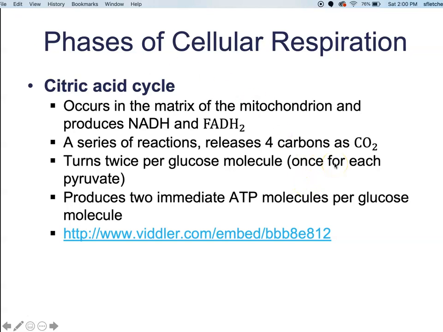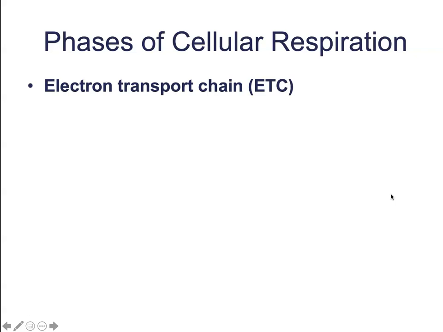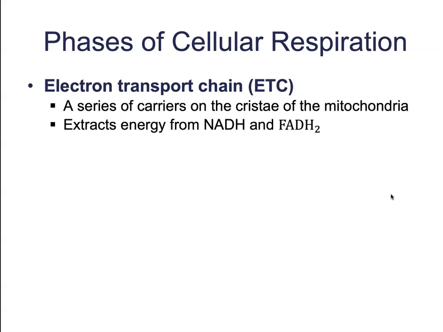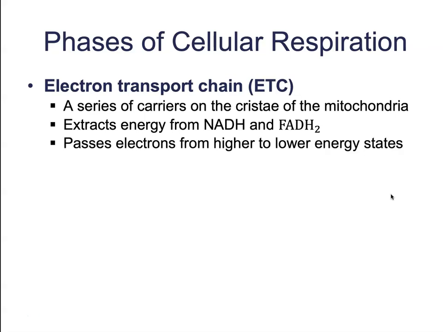So the electron transport chain is next. At the electron transport chain, this is going to be a series of carriers on the cristae of the mitochondria, as we talked about in our previous chapter. This is where we're going to extract the energy from NADH and the FADH2. And the way we extract energy is by pulling off those hydrogen ions. We pull off those hydrogens from NADH and FADH2. As we pull them off, we're going to pull them across the membrane, the cristae of the mitochondria.